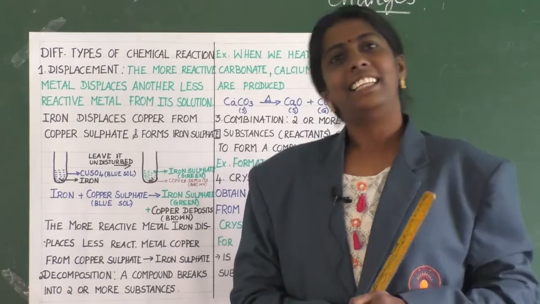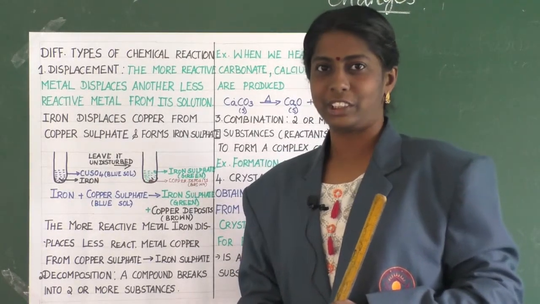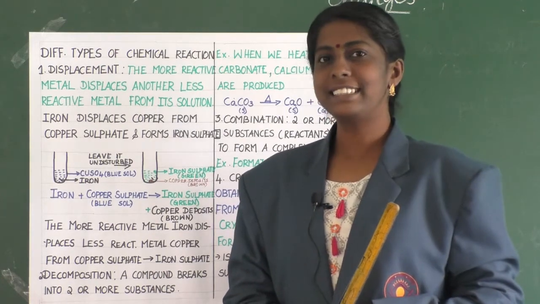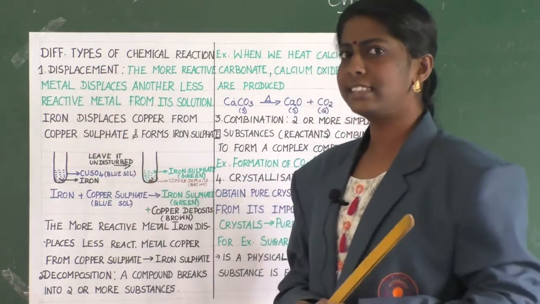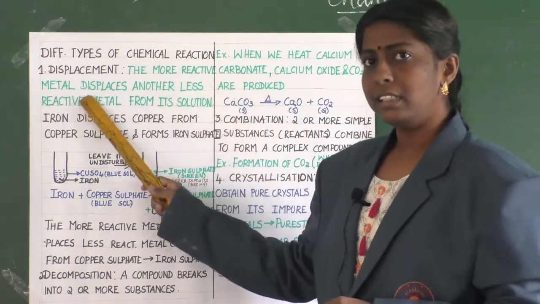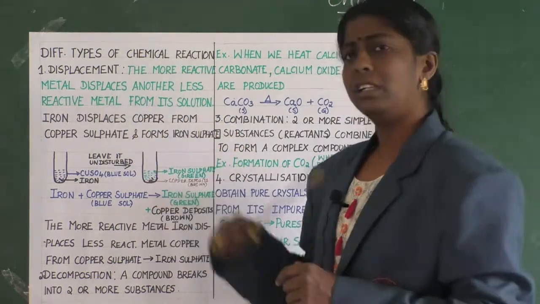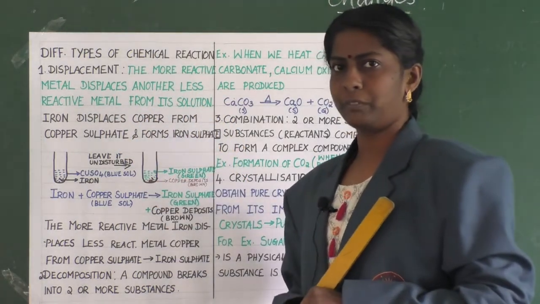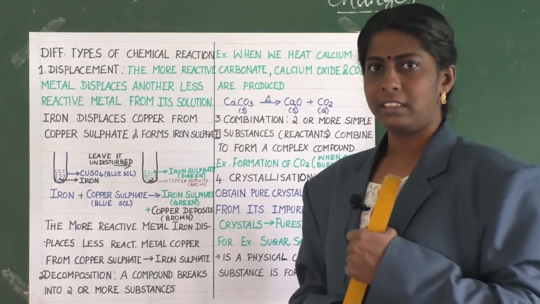Now children, let us learn about different types of chemical reaction. Okay, so first is about displacement. So what is this displacement? Here the more reactive metal displaces another less reactive metal from its solution. What do you mean by this more reactive metal and less reactive metal?